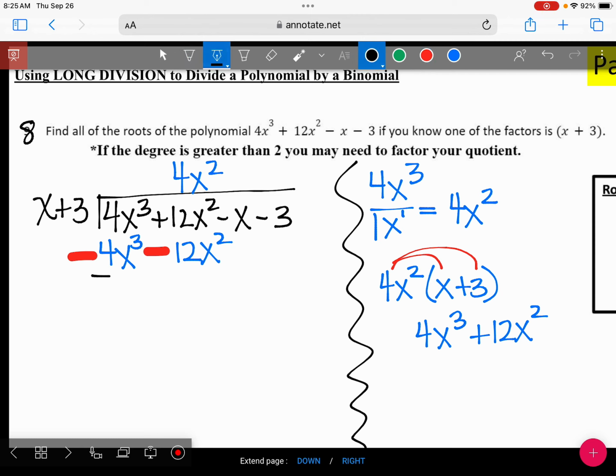Okay, but notice what happens in this one. This is even easier because you see how they both go away? Because 4 minus 4 is 0 and 12 minus 12 is 0. So now we're just going to bring down the last 2, and we only have to do that rotation in the kitchen one more time.